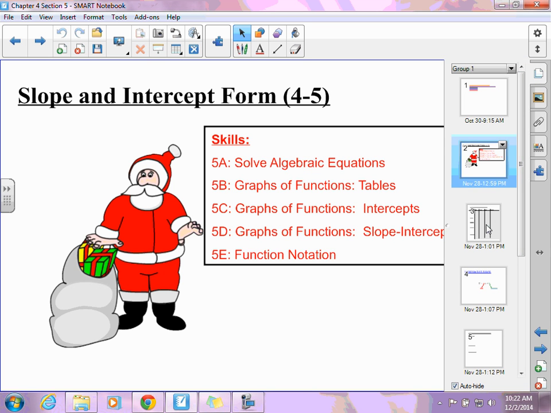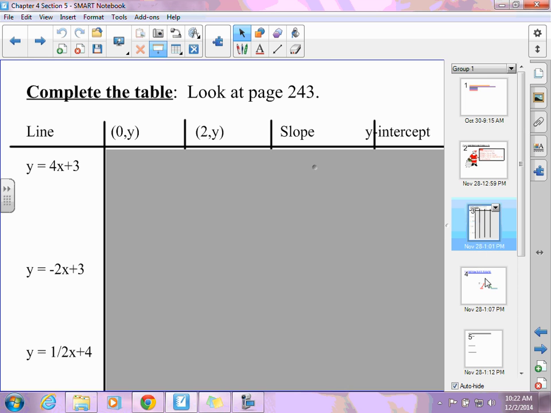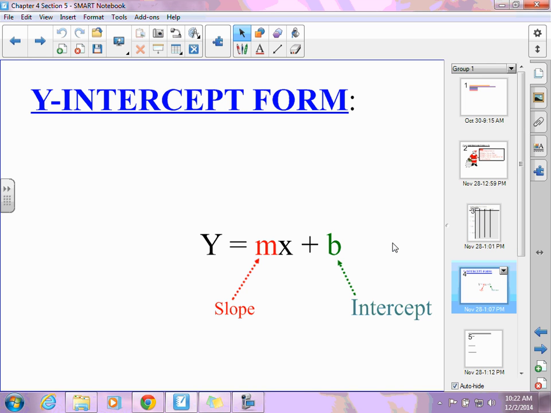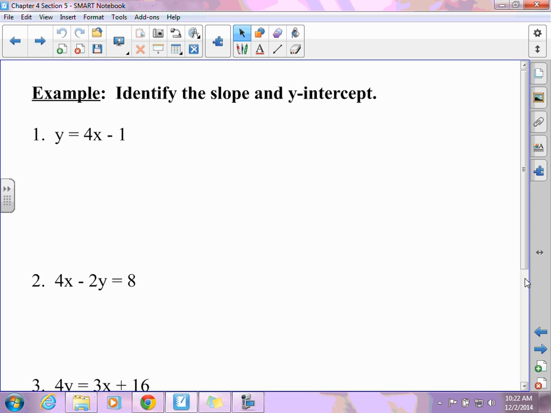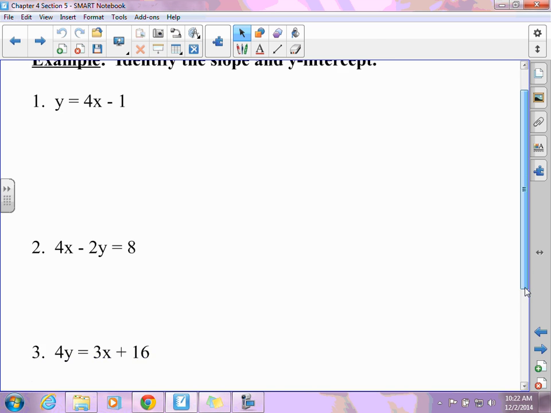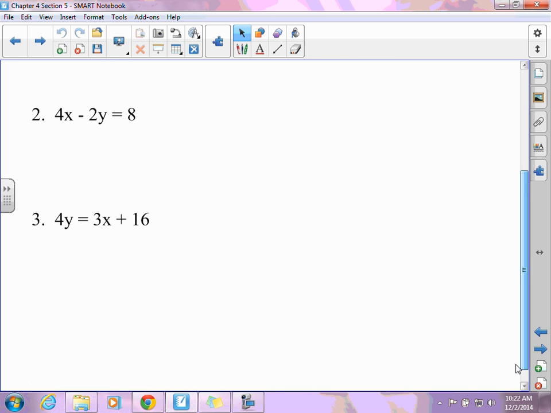If you remember from yesterday, we made this table, and we decided that this was a really great form to use. It was super easy. I just needed to make sure it's in the y equals mx plus b form. And then we spent some time, and all we did was pick out the slope and y-intercept. Remember, on problems like 2 and 3, they're not in slope-intercept form. You need to get them into that form before you move on, right?